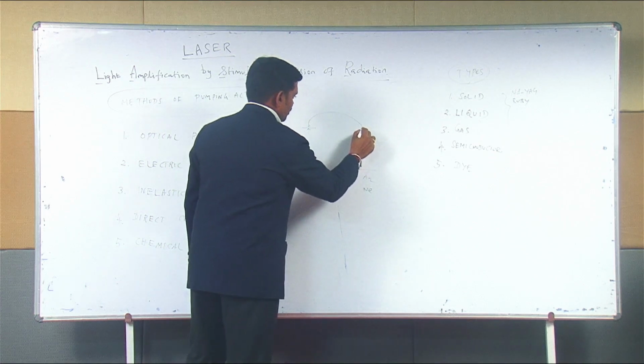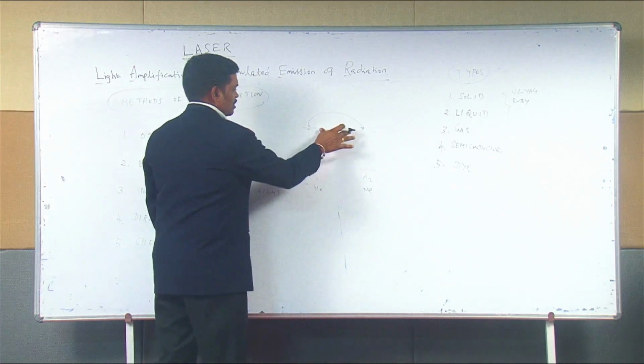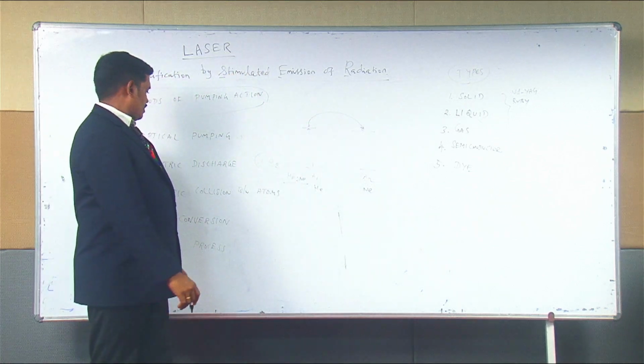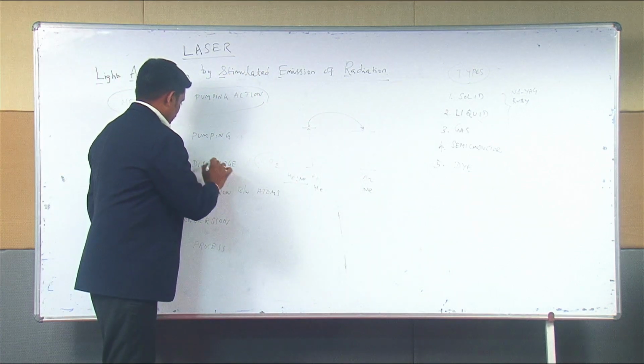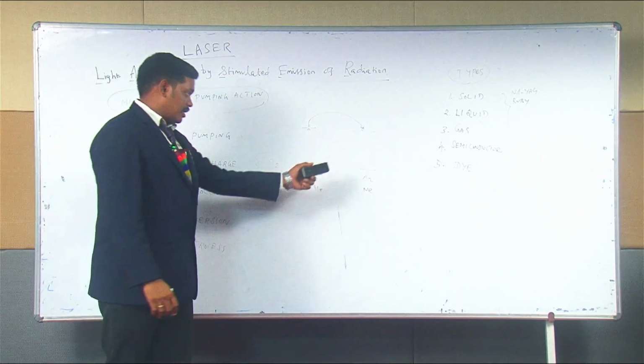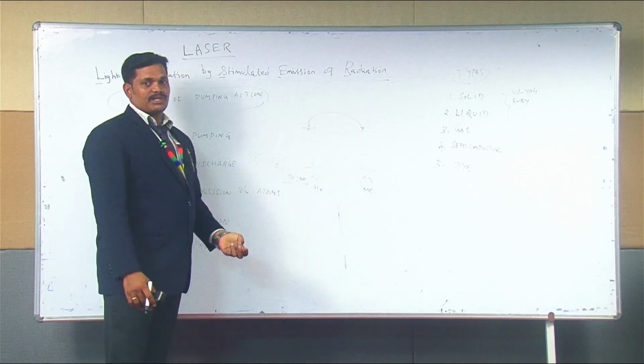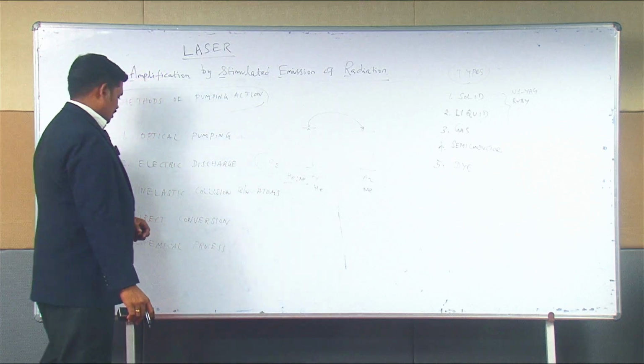and they can collide with each other. Because of this collision, it acquires sufficient energy to come out as laser. So that's what electric discharge. So here also, by means of an electric field, you are going to achieve the population inversion, that's why it is electric discharge.